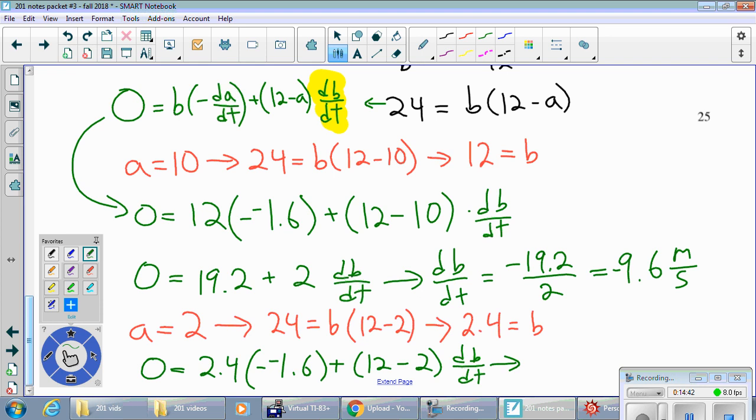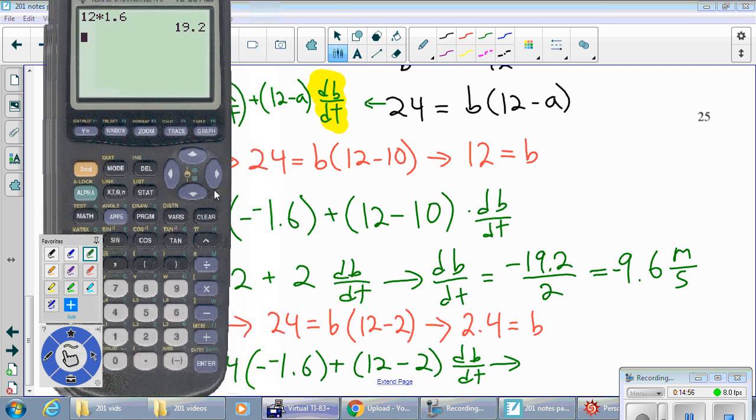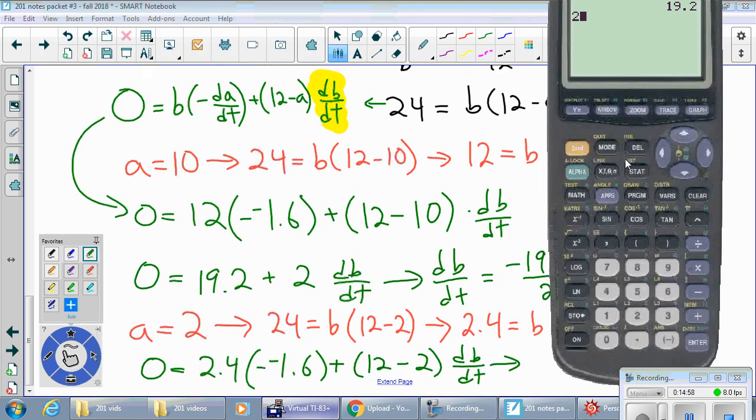And then we just solve this thing for dB/dt. So we're doing 2.4 times the 1.6, move that to the other side and divide by 10. And we'll do that in one fell swoop here. So 2.4 times the 1.6, and then it gets divided by 10, so it's going to be 0.384, but it'll be negative because we moved things over to the other side first.